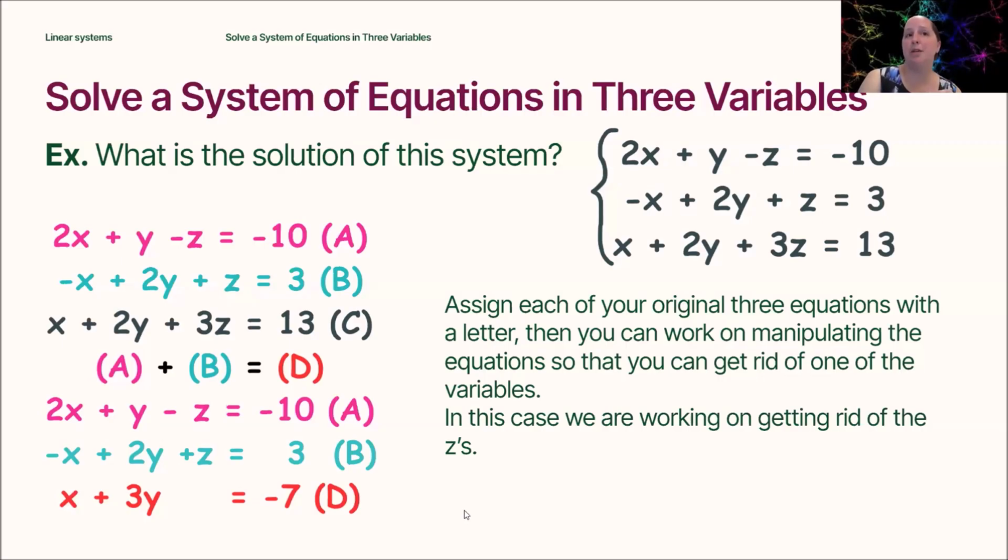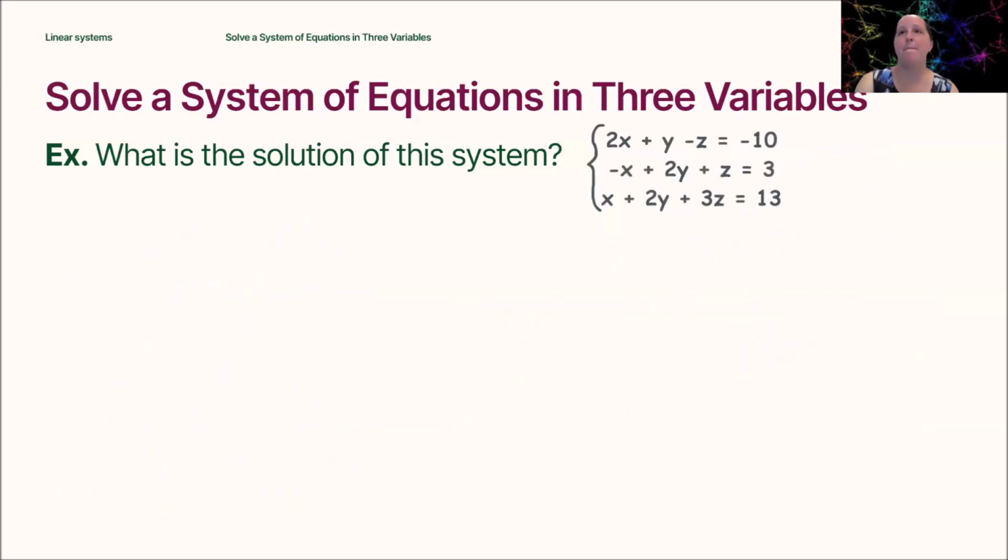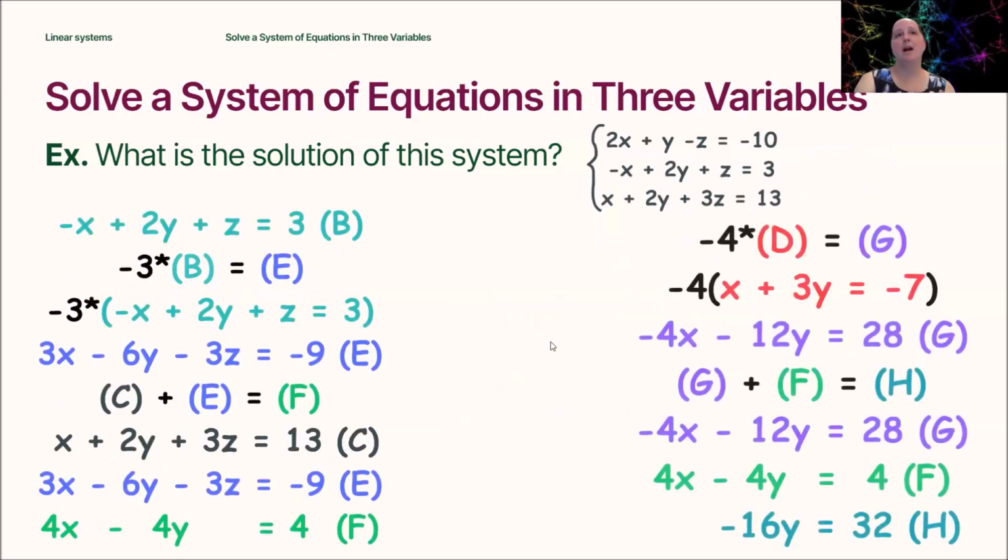I still want to manipulate another equation so I can get z gone again. So in this case, I'm going to take my B equation and multiply it by negative 3. What this is going to do is give me a new equation, E. So I multiplied through by negative 3: negative 3 times negative x, negative 3 times 2y, negative 3 times z, and negative 3 times 3. So I get 3x minus 6y minus 3z equals negative 9.